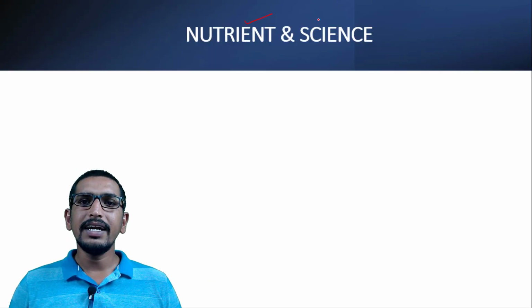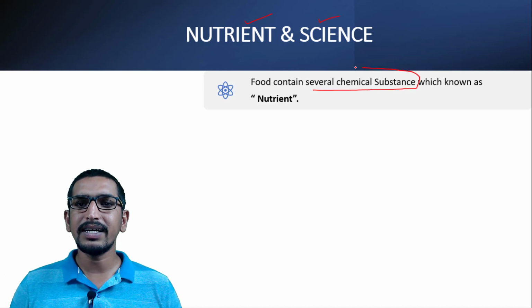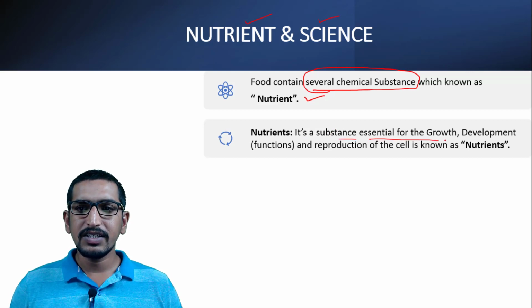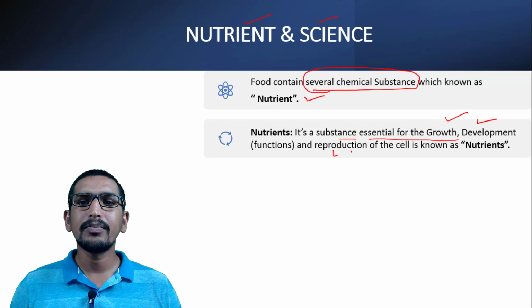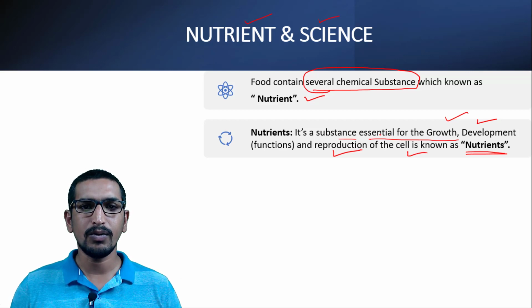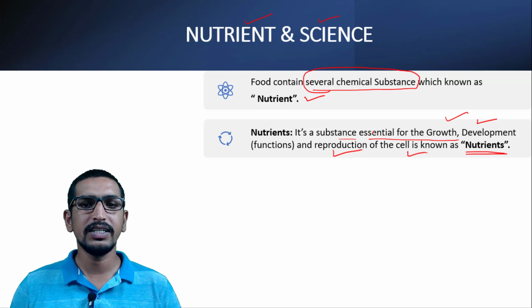Now, nutrient and science. What is the relation of nutrient with science? In the scientific language, a nutrient is food containing several chemical substances which help the body. One more definition of a nutrient is a substance which is essential for the growth, development and reproduction of a cell. So in the scientific language, there are 2 different meanings: one is food containing several chemical substances, and the other is food substances essential for the growth, development and reproduction of a cell.